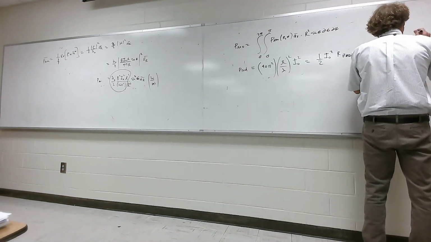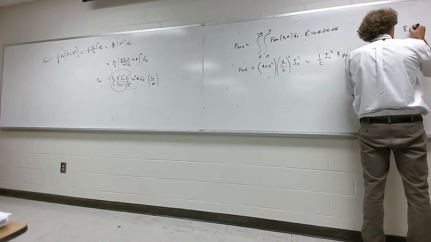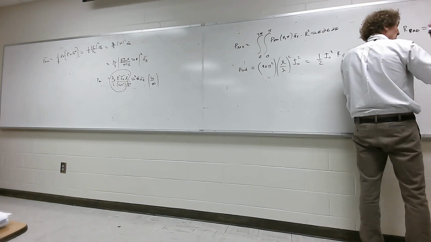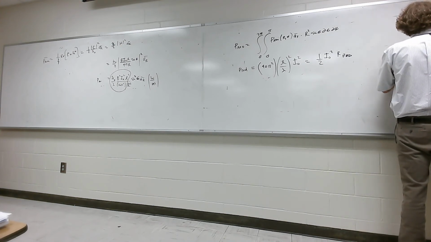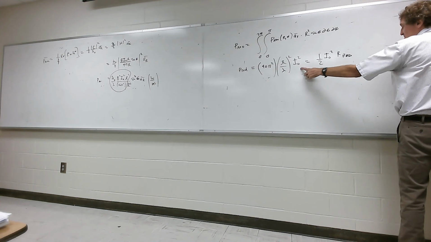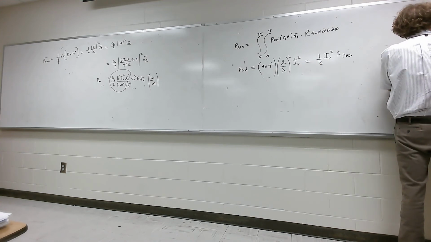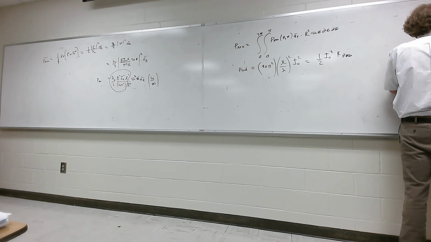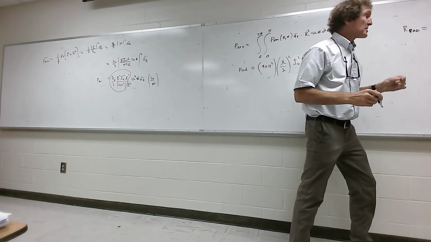Which means the radiation resistance of the antenna, by the way, this is measurable, is going to be twice that. If you take a look at this, the I squared goes away, we multiply by 2, and it's 80 pi squared times L over lambda squared. Now I'm going to make a comment here, and this is in ohms.